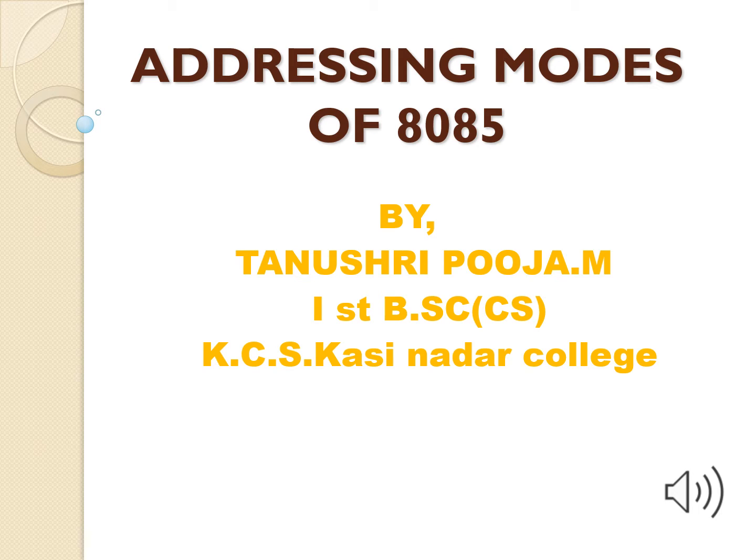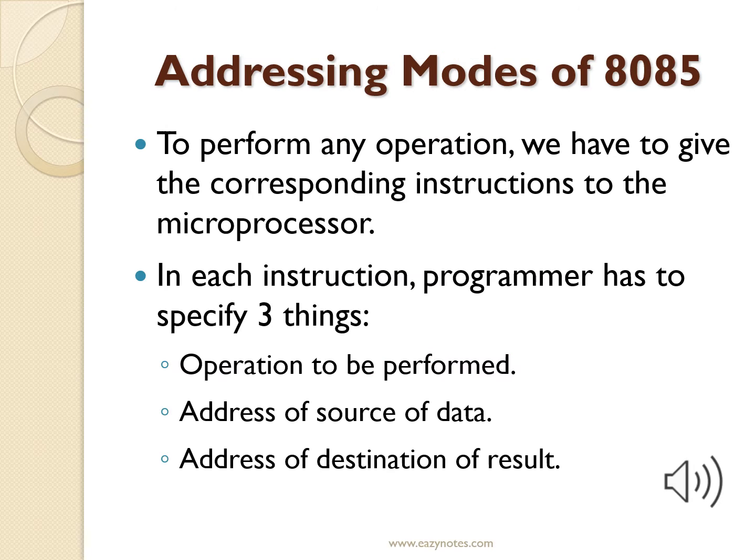I am here to present the topic Addressing Modes of 8085 Microprocessor. To perform any operation, we have to give the corresponding instruction to the microprocessor. In the instruction which we give, the programmer has to be very specific about three things. 1. The operation that has to be performed. 2. The address of source of data. And 3. The address of destination of result.